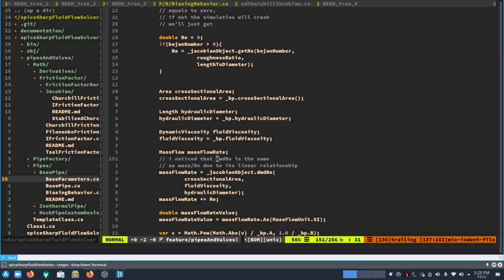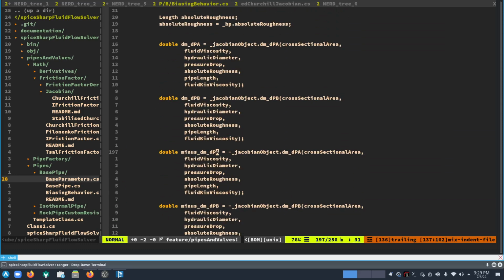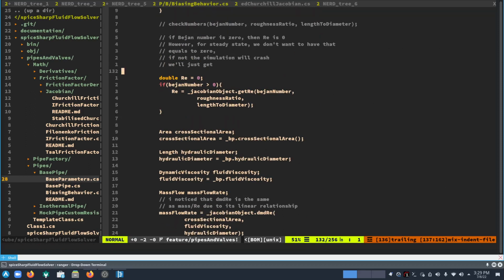It's not the most efficient computationally speaking, but it does the job. I call this dmdRe function multiple times when I get these four derivatives here. I calculate it again and again, using the same functions 4 times, which is nice when it's explicit. It's clear to the reader what's going on, but it's not the most computationally efficient. But it gets the job done.